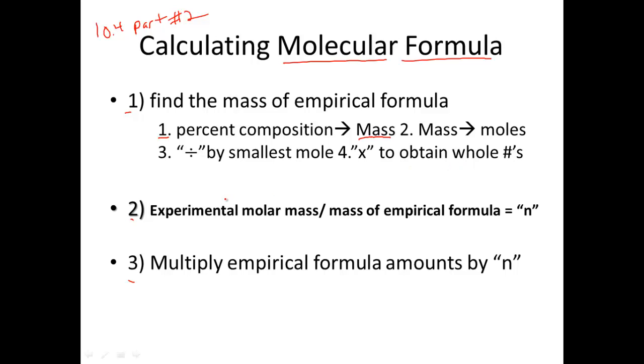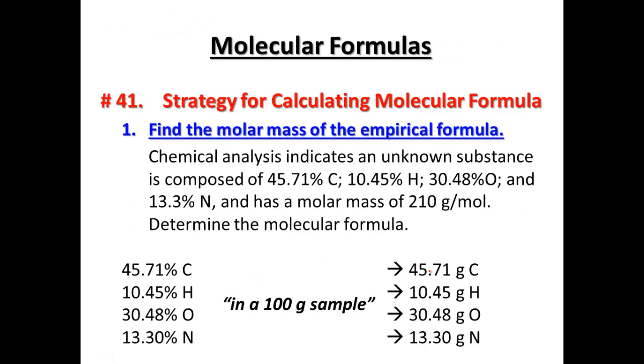From there, step 2 now, our new step, experimental molar mass. This will be given to you, or you'll find it in lab. So either it's given or you'll be given that from a lab result, is your experimental molar mass, how much it actually weighs. You're going to take that divided by the empirical formula that you just calculated to give you some ratio or number. We're going to call that n, which you're just going to use n to multiply by the empirical formula to find out what your actual molecular formula is. So we'll go through those steps now to show what we're talking about.